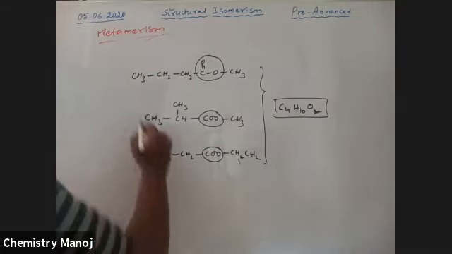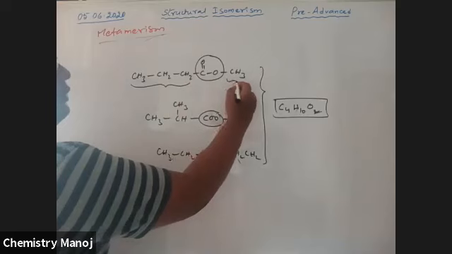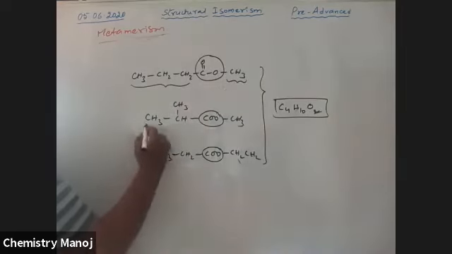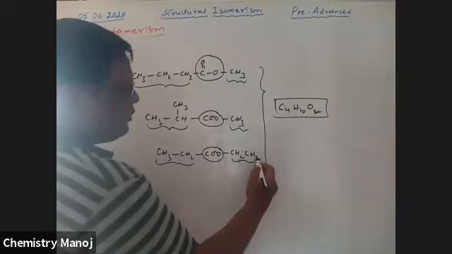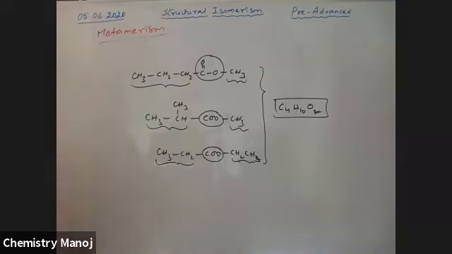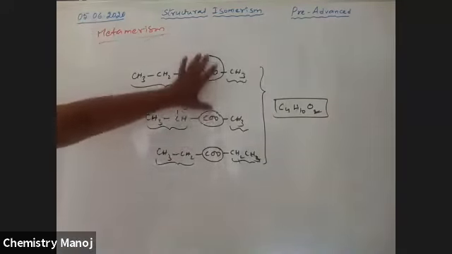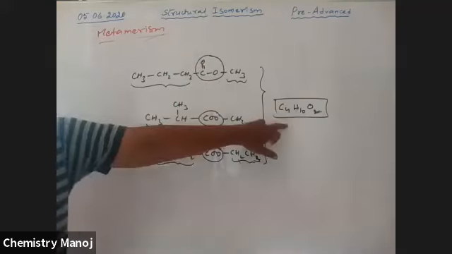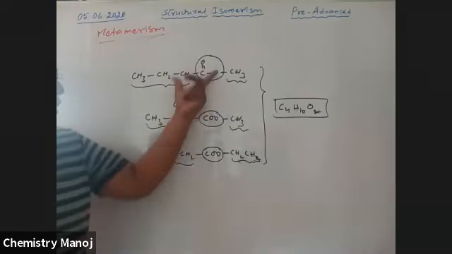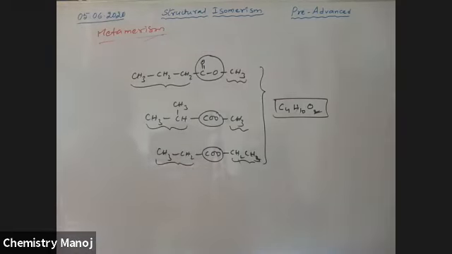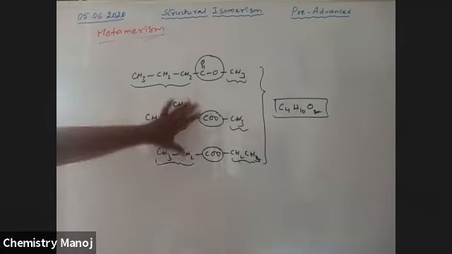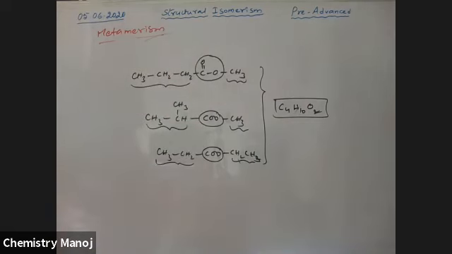Here the alkyl groups: it is propyl, it is methyl; it is isopropyl, it is methyl; it is ethyl, it is ethyl. That means the functional group is the same, the molecular formula is the same, but the attached alkyl groups are different from compound to compound. That is why this is metamerism. Molecular formula same, functional group same, but attached alkyl groups are different. That is metamerism.